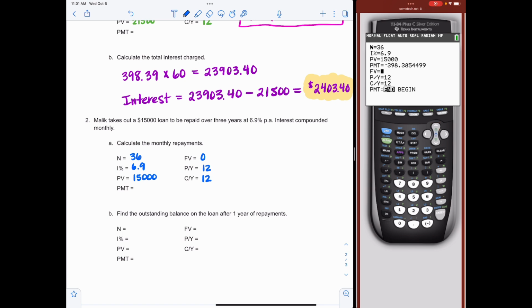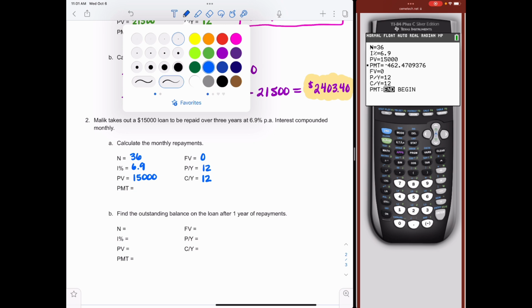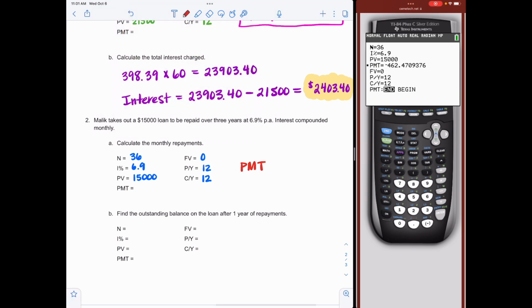So if we want to figure out what the payment is, we scroll back up over payment, and then we're going to press alpha enter, and we end up seeing that our payment was equal to $462.48. Remember, you always want to round 1 cent up because you would rather be safe than sorry. So this is the payment. It says find the outstanding balance on the loan after 1 year of repayments for part B.